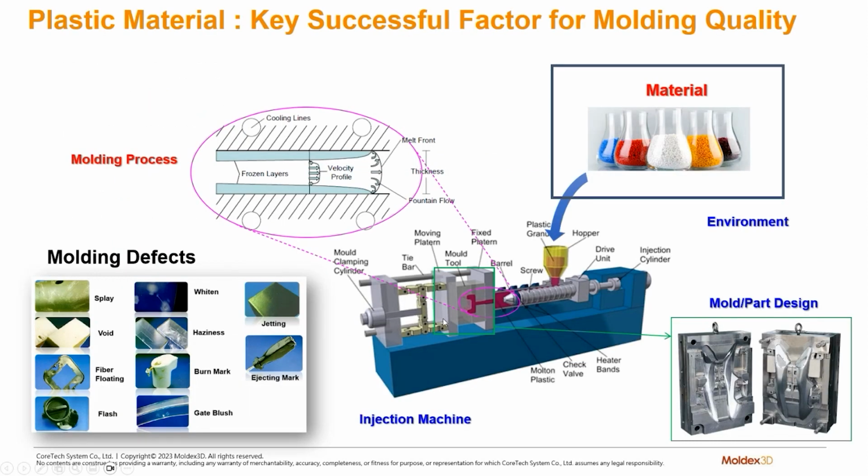So plastic materials are an important factor for molding quality. In general, the quality of the molding itself is impacted by many factors like the machine itself, the mold or the part design, the material, the process that is used, and so on. All these factors have a significant impact on the molding defects that are listed here, be it splay, void, splash, flash, haziness, whitening, tiger striping, and so on.